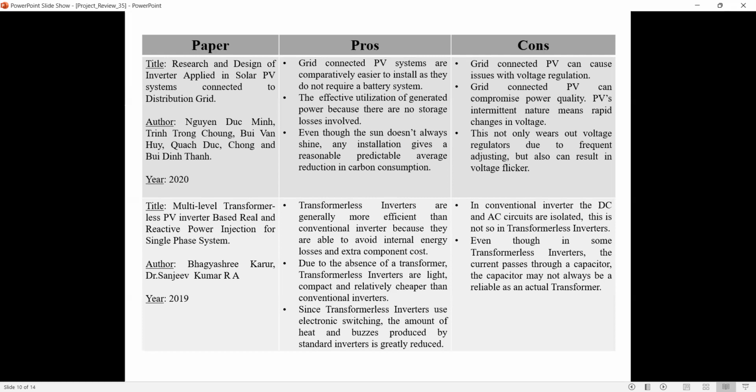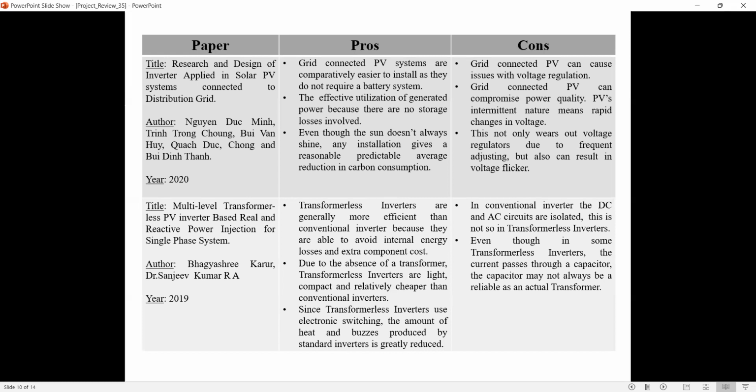The next paper is multi-level transformer-less PV inverter based real and reactive power injection for single-phase system, which is published in 2019. The advantages of this paper are transformer-less inverters are generally more efficient than conventional inverters because they are able to avoid internal energy loss and extra component cost.